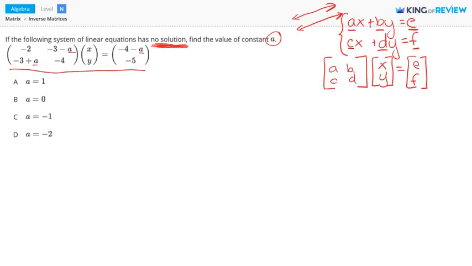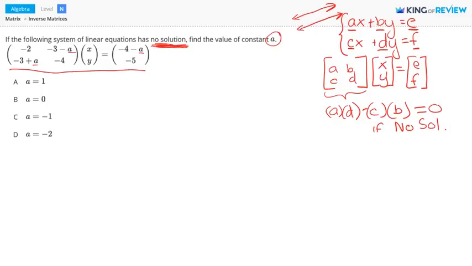So if you remember, a determinant is a number that represents a square matrix. And we figure that out by looking at this. We're going to take the product of the main diagonal, so A times D, and subtract the product of the other diagonal, which is C times B. And again, if there's no solution, then this should be equal to 0.